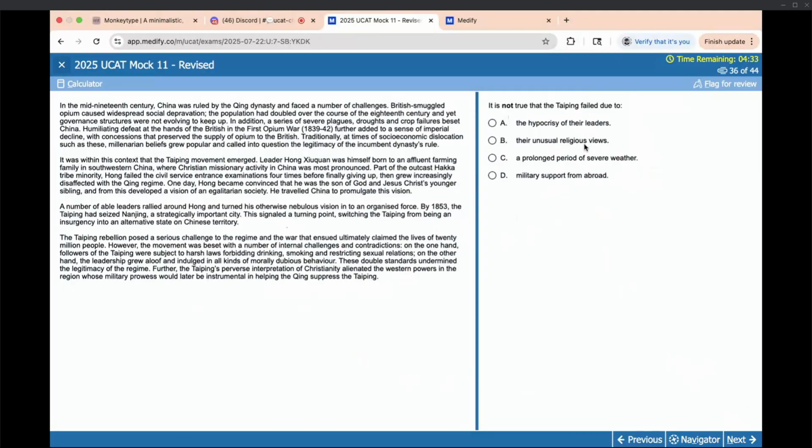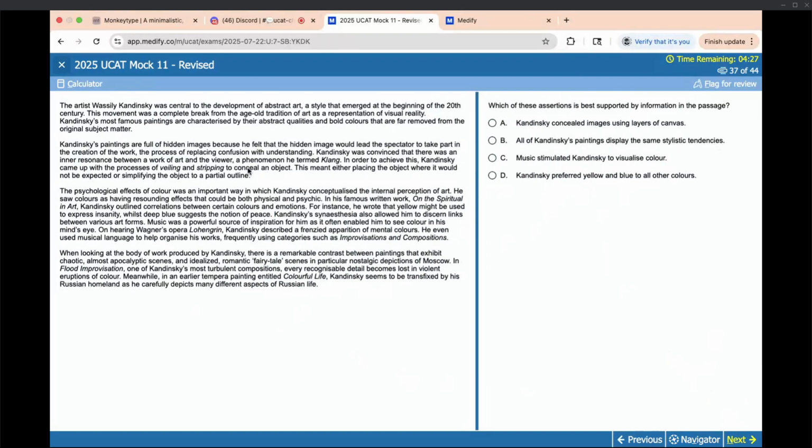Yeah. Hypocrisy. That's true. The unusual religious views. That's true. That's true. Western powers are prolonged. It's not so.